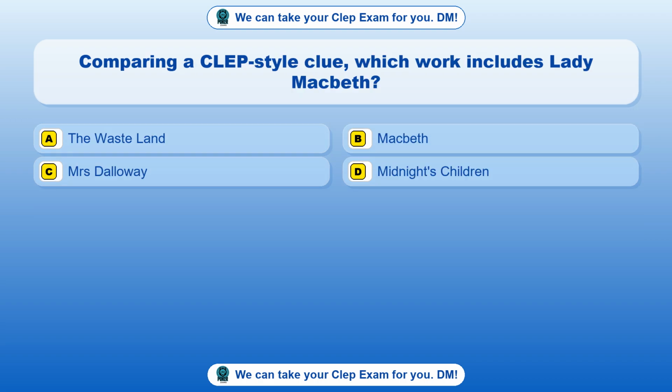Question 64. Comparing a CLEP-style clue, which work includes Lady Macbeth? Option A. The Waste Land. Option B. Macbeth. Option C. Mrs. Dalloway. Option D. Midnight's Children.